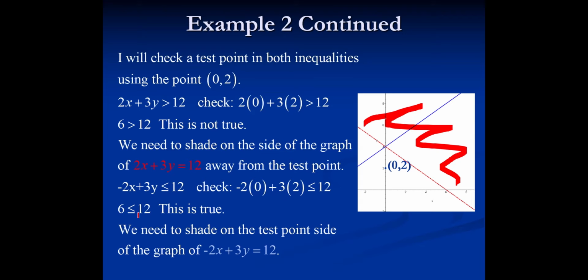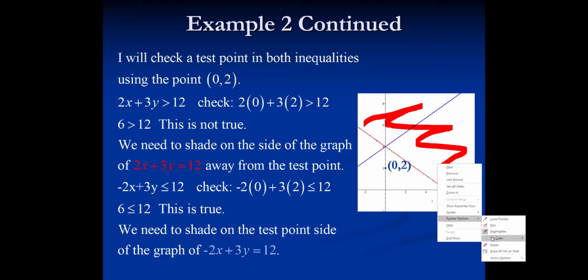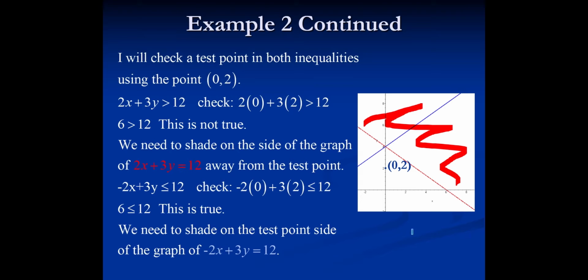And then when I check the other one, this inequality, and I check the test point again of (0, 2), I get 6 less than or equal to 12, checking this one, which is true. So I got to shade on the test point side of the blue graph. Maybe I'll make my ink color blue then. So I'm going to shade on the test point side of the blue graph. So that's going to be shading in there.